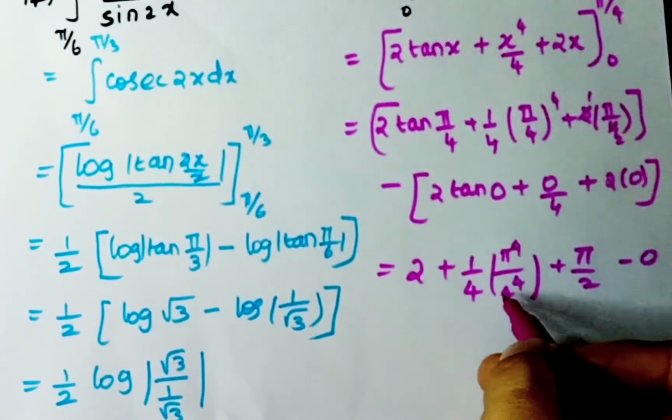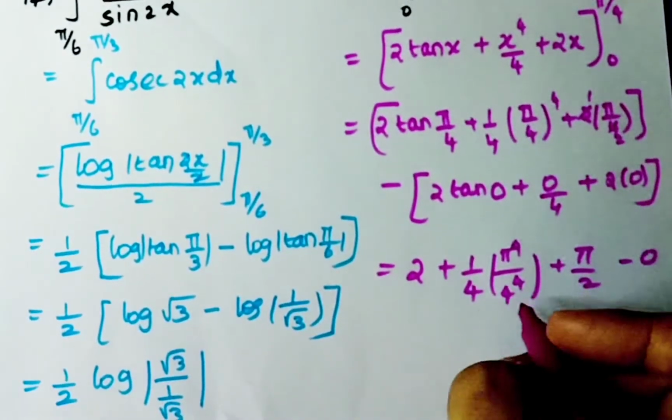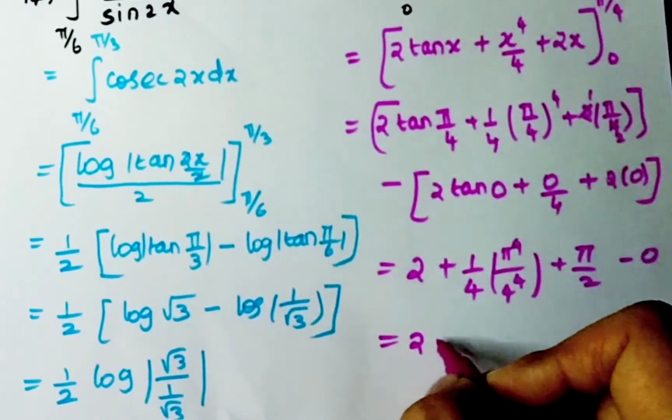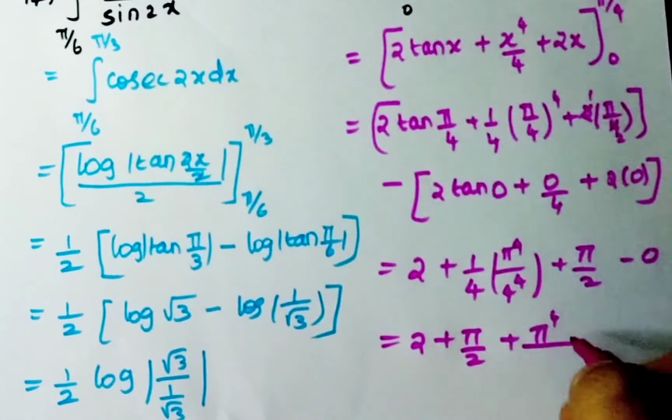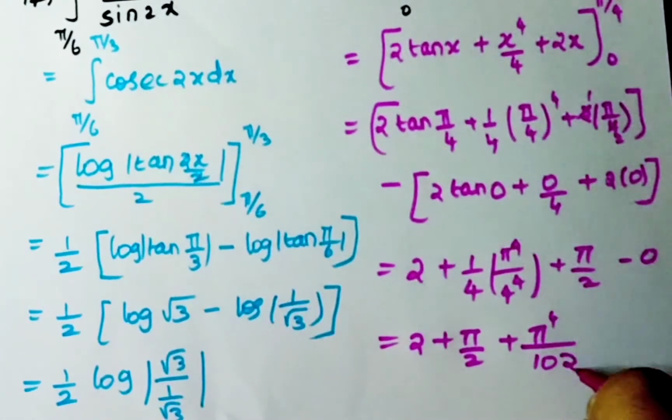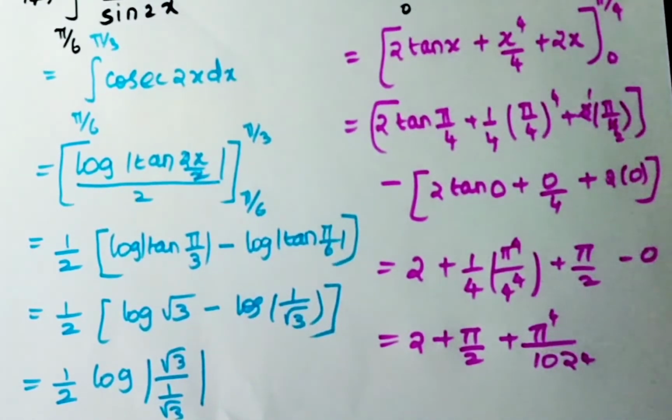Now 4 into 4 power 4 will be 4 power 5. 2 plus pi by 2 plus pi power 4 by 4 power 5 is 1024. This is the final answer.